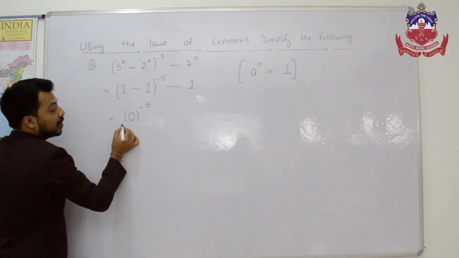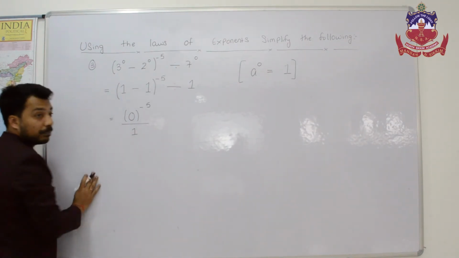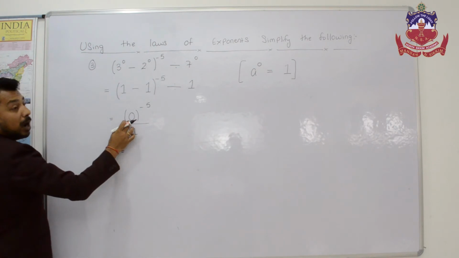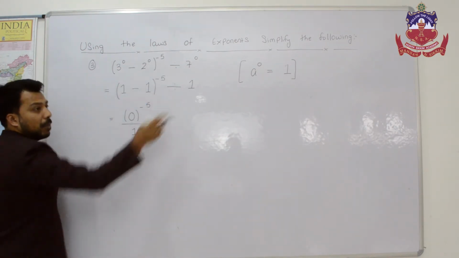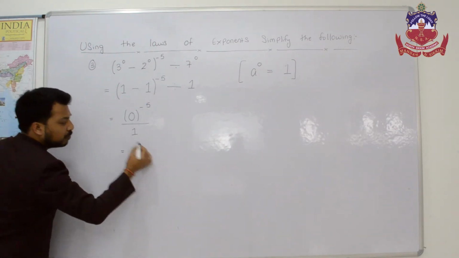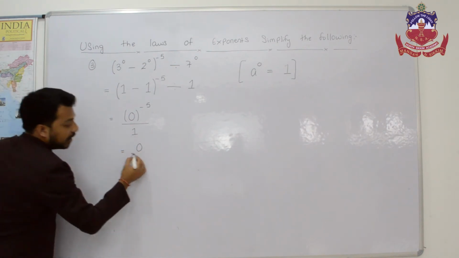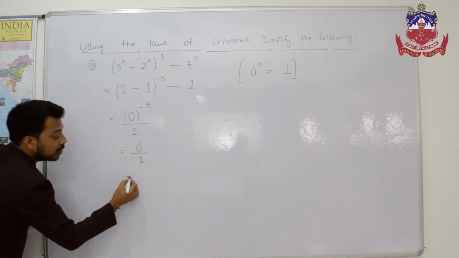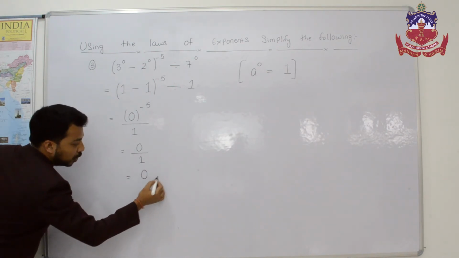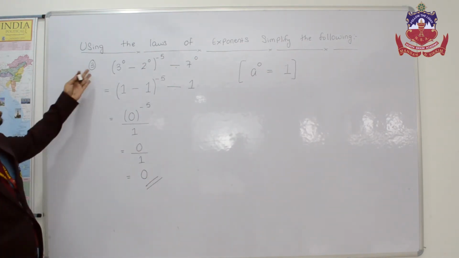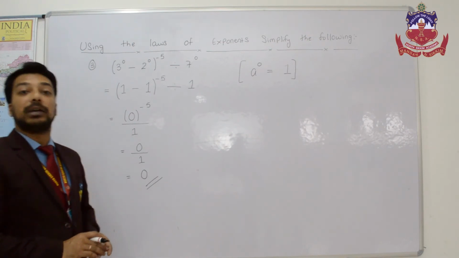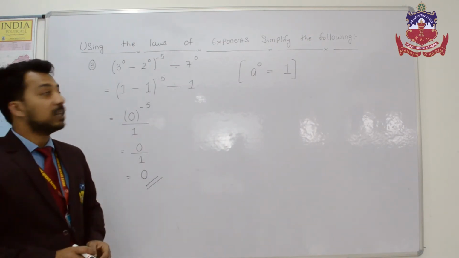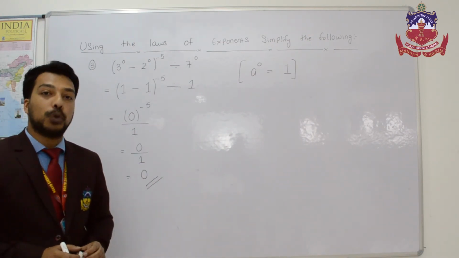This divide can be written in this form. Now 0 to the power any number is always and always 0, divided by 1. Any number which divides 0 will always give you the answer 0. So this is the answer for the third question, and we can solve this by using the law that a to the power 0 is equal to 1.